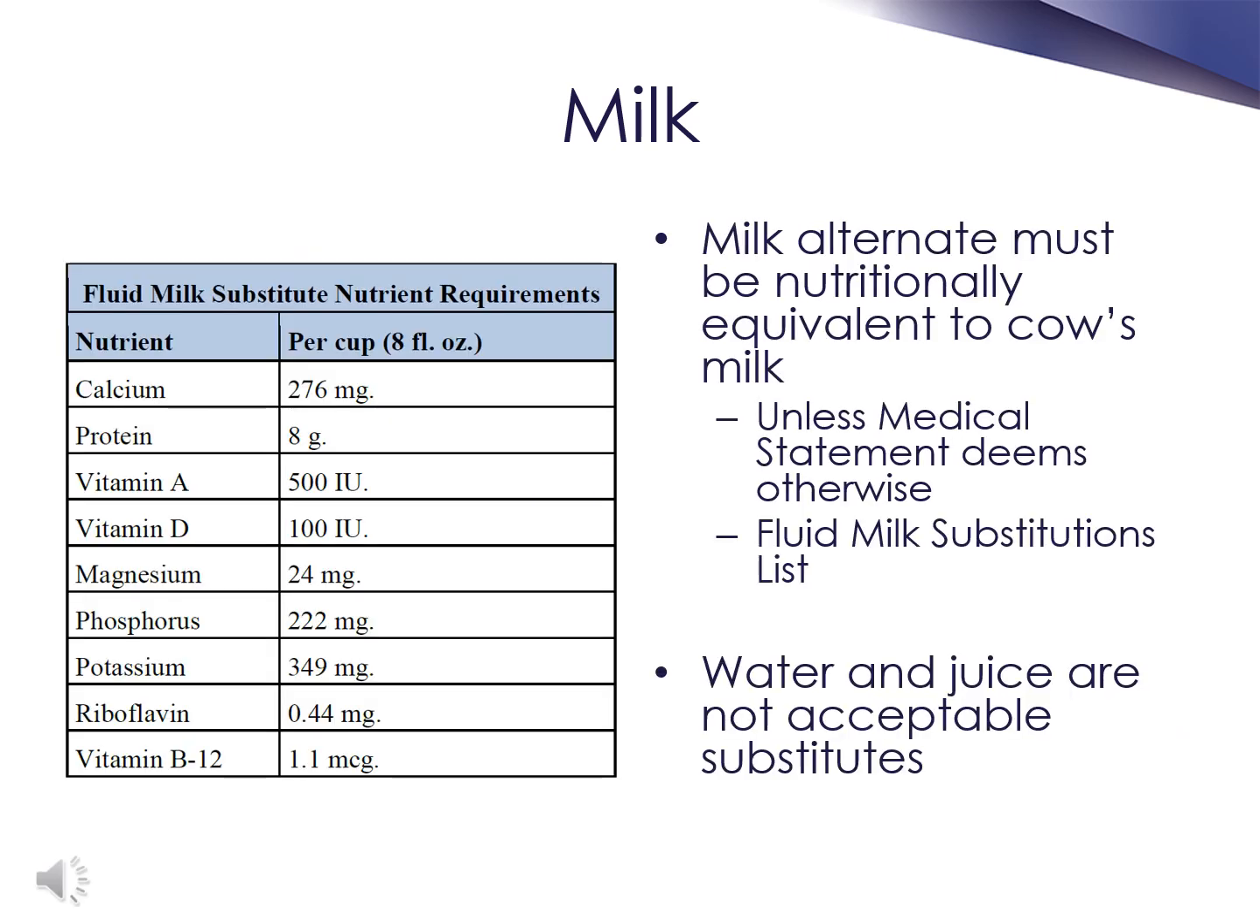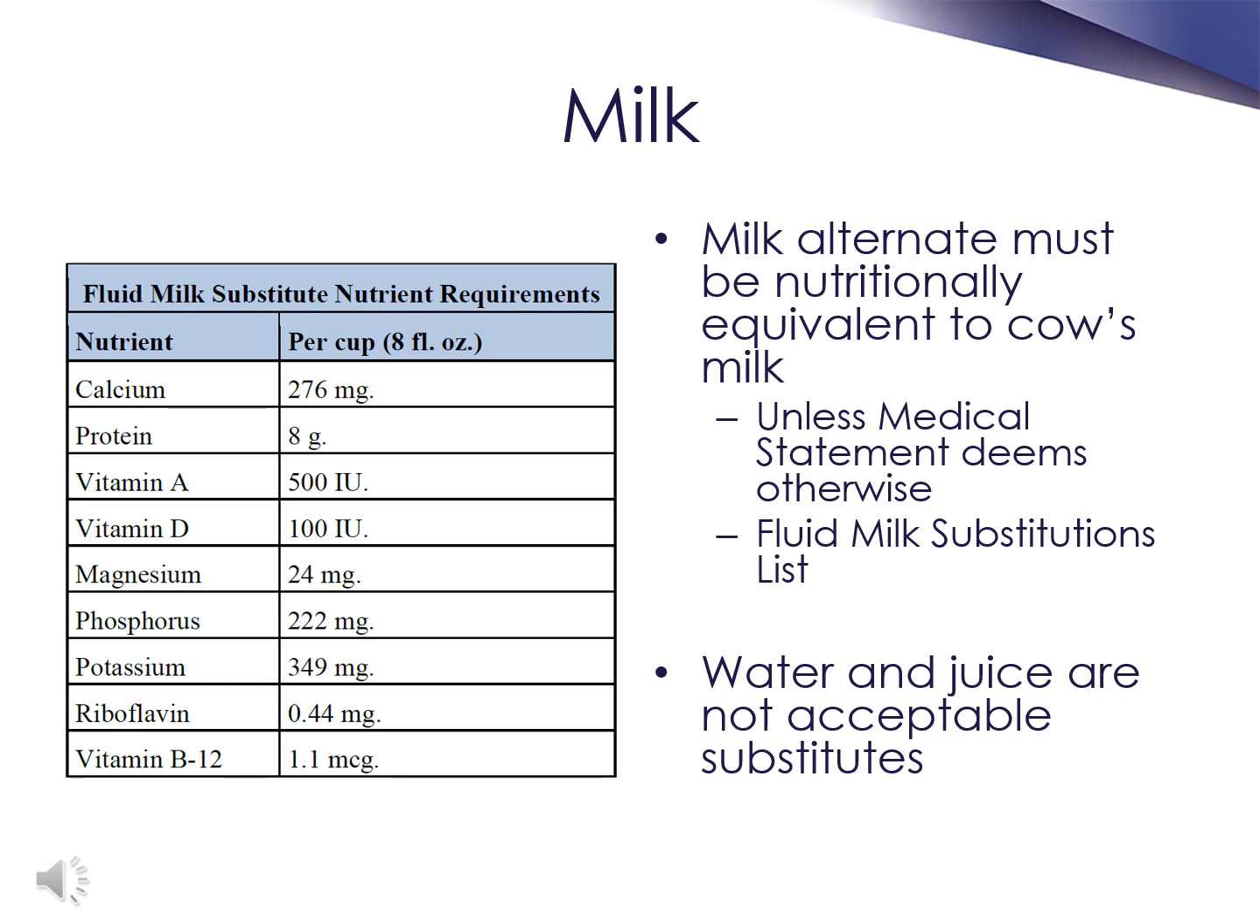As briefly mentioned in the previous slide, milk alternates must be nutritionally equivalent to cow's milk. Listed on this chart are the nutrients and their minimum amounts required in order for a milk alternate to meet the nutrient requirements. The required nutrients to be present in milk alternates are calcium, protein, vitamin A, vitamin D, magnesium, phosphorus, potassium, riboflavin, which is vitamin B2, and vitamin B12.